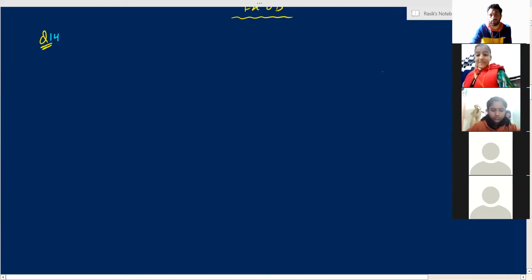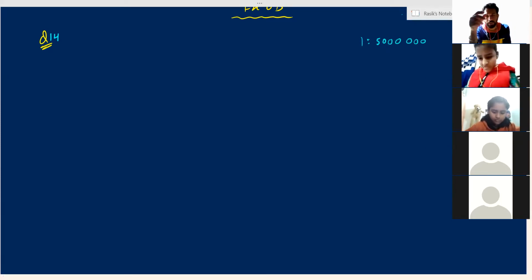The scale is 1 is to 5 lakh. So what is the meaning of the scale of a map? 1 is to 5 lakh means, sorry, 50 lakh. This is 50 lakh. What is the meaning?